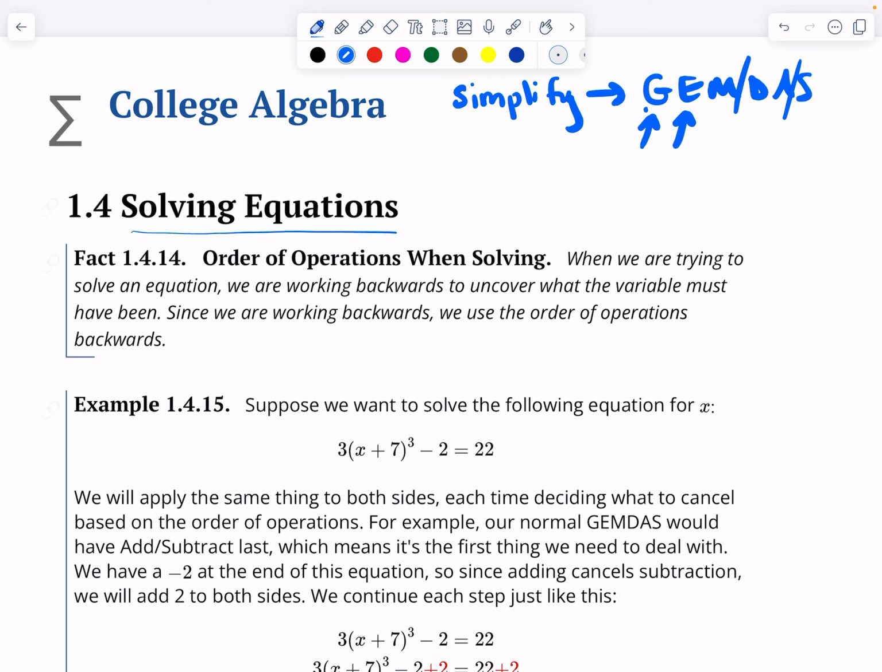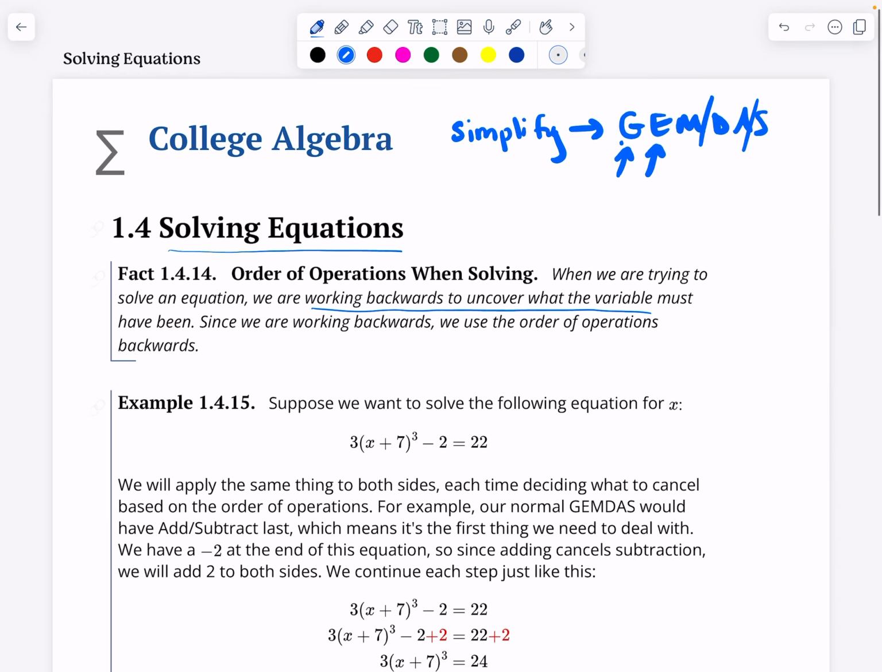If you're solving an equation, so you're looking for x equals, then we work the order of operations in reverse, okay? So it's working backwards to uncover what the variable must have been. So, for example, when we're looking at this equation that we want to solve for x, we're going to add subtract first. So really it should be add subtract, then multiply or divide, then exponents, then grouping. So the inside groups. So we're trying to isolate this guy right here.